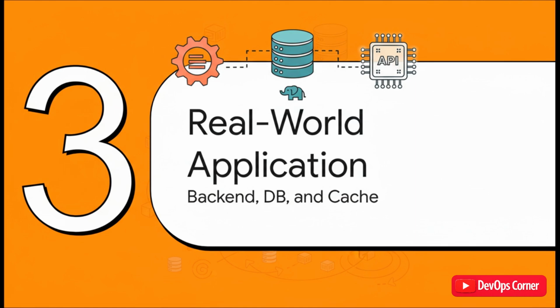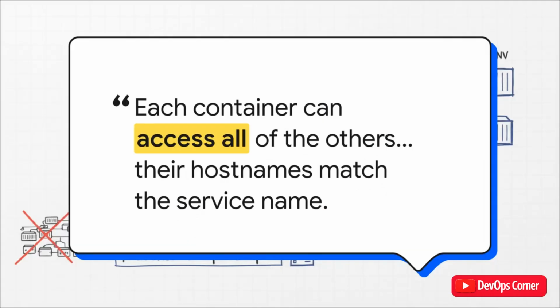Okay, theory is great, but let's build something that looks more like a real-world application. The true power of Compose isn't just launching one thing, it's orchestrating a whole symphony of services. So let's design a classic stack, a backend API, a Postgres database for our data, and a Redis cache to make things snappy.